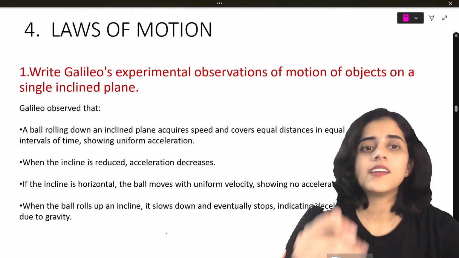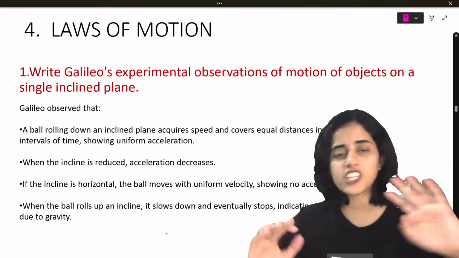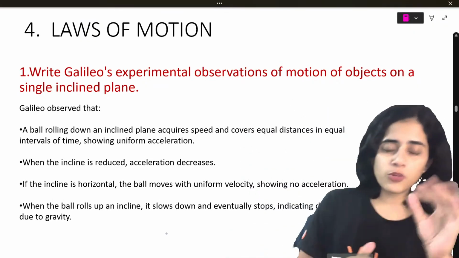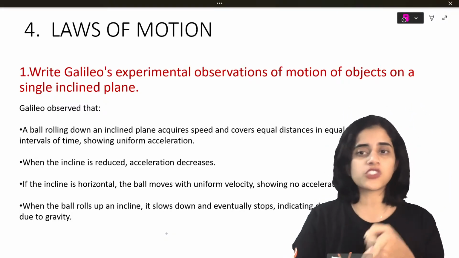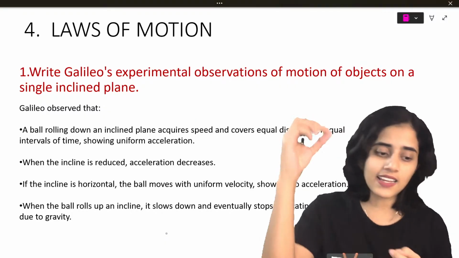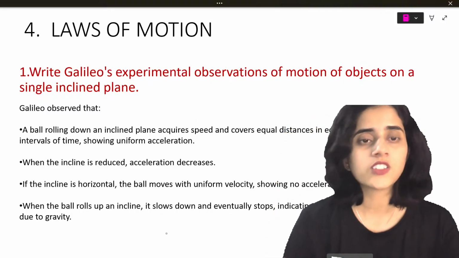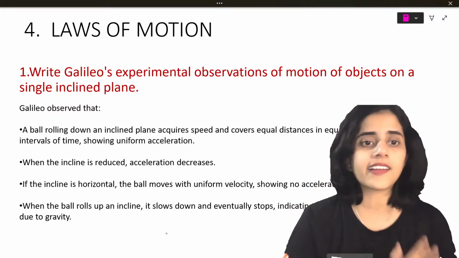Okay. Next is laws of motion. Fourth chapter, laws of motion. Few more chapters to go. First question. Write Galileo's experimental observations of motion of objects on a single inclined plane. So what did Galileo say? On a single inclined plane.